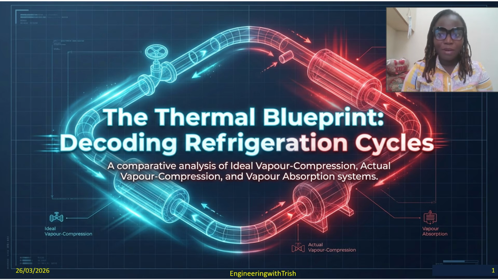In our last video, I tried to answer your questions on the refrigeration cycle. But this time we'll go deeper and look at the differences between the ideal cycle, the cycles you see in textbooks, and the actual cycles, like the name says, the cycles in real life. So our presentation is titled A Comparative Analysis of the Ideal Vapor Compression, Actual Vapor Compression, and Vapor Absorption Refrigeration Systems.